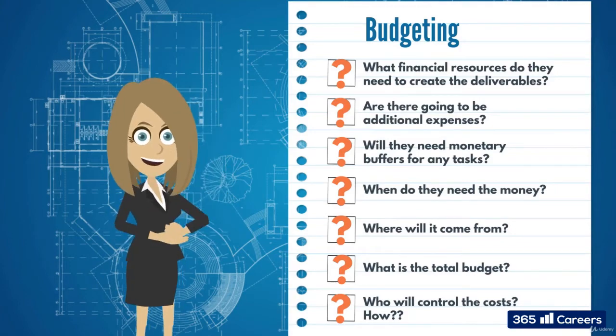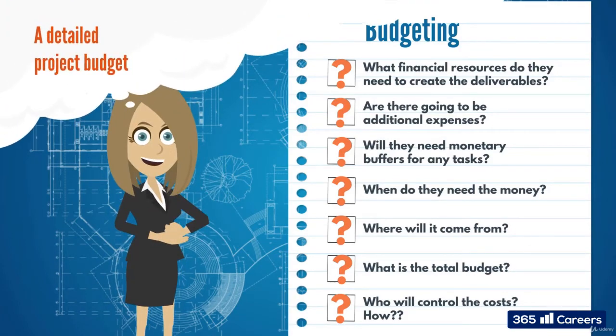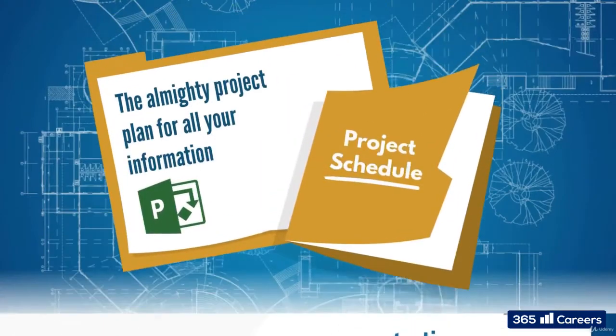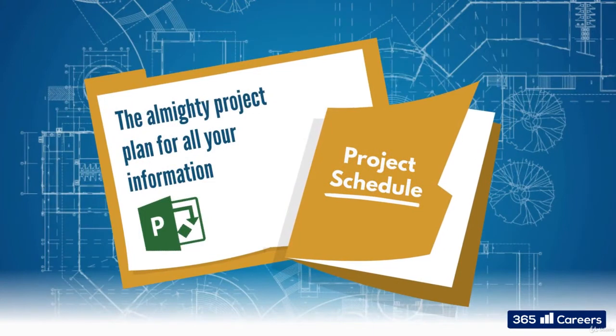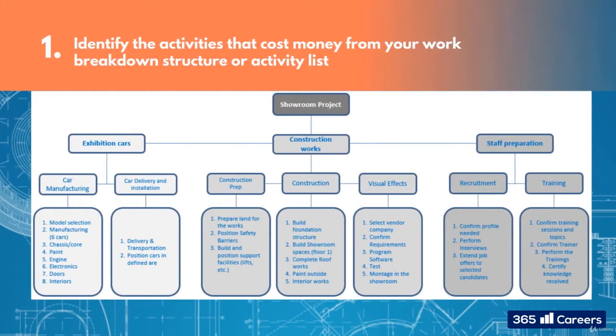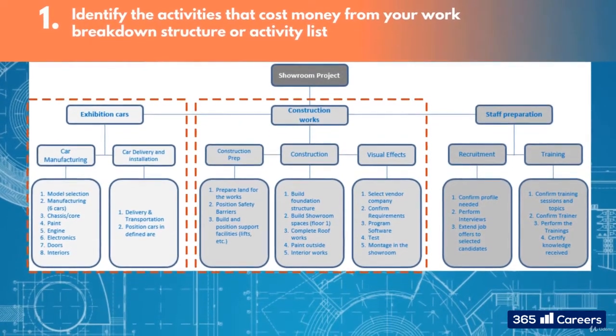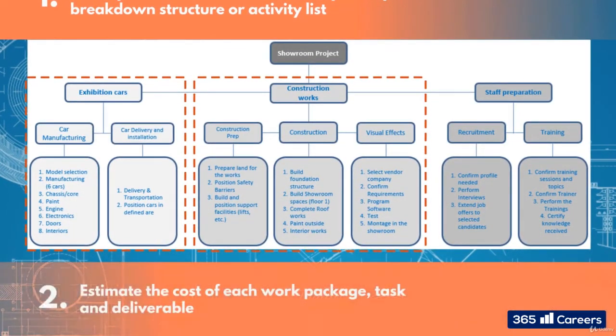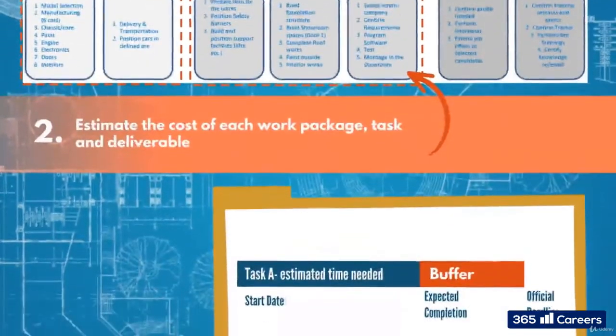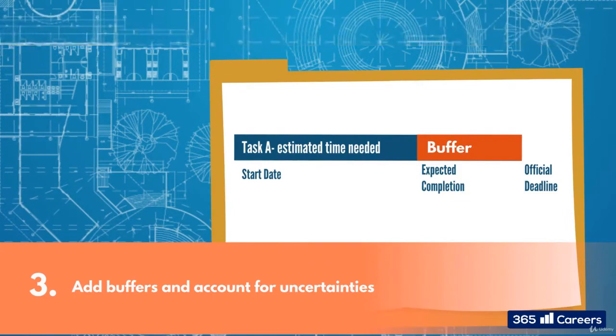You got it. A detailed project budget. Conveniently, building one of these follows a similar process to building a project schedule. First, identify the activities that cost money from your work breakdown structure or activity list. Then, estimate the cost of each work package, task and deliverable, add buffers, and account for uncertainties.